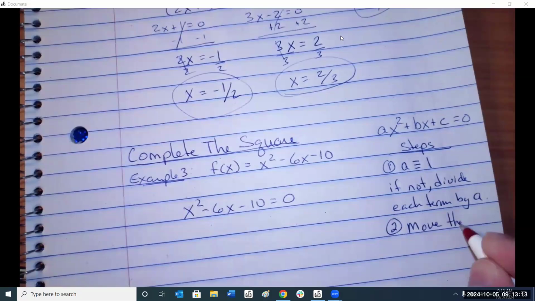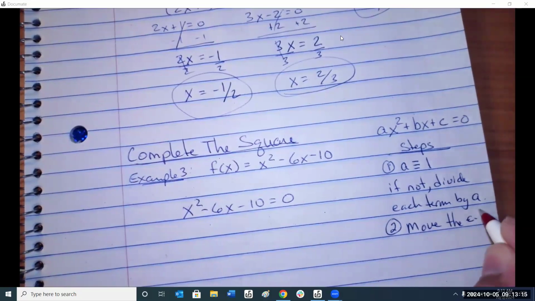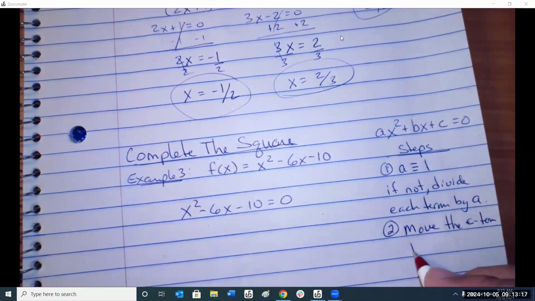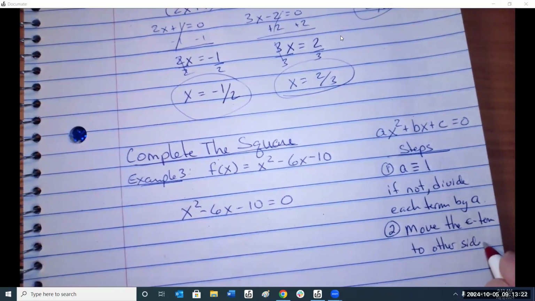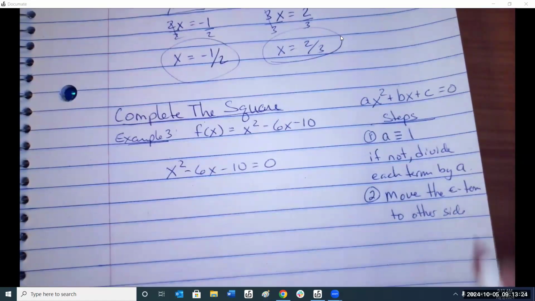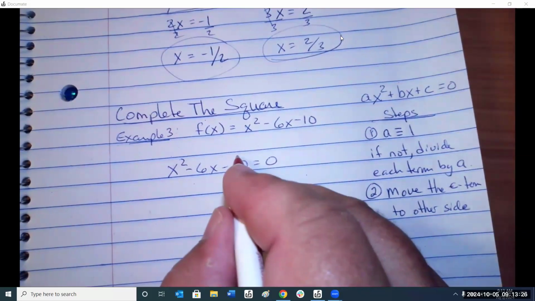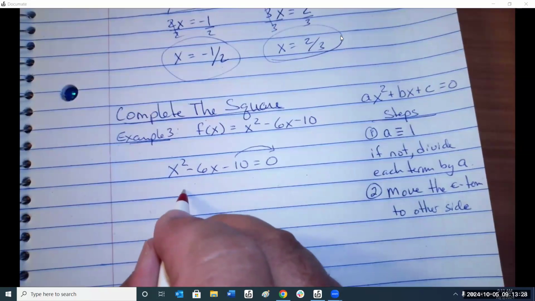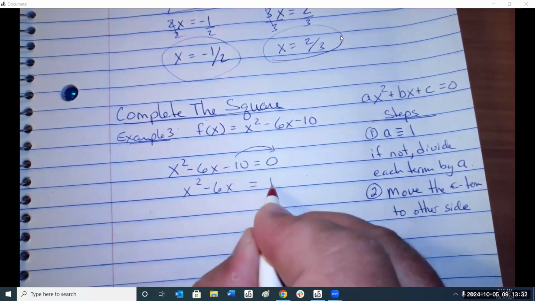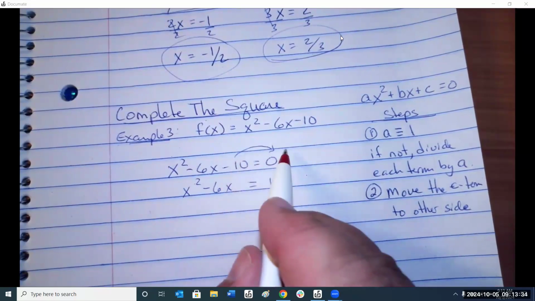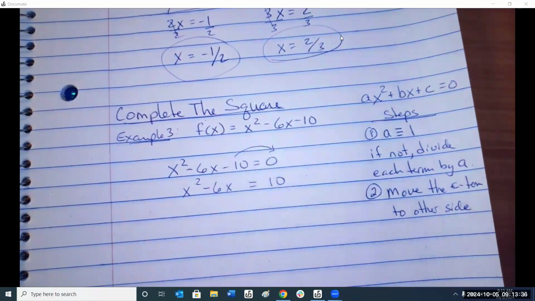Move the c term to the other side. So move the constant term over there. So it's x squared minus 6x equals 10. Whenever you move a number to the other side, always change the sign. So we add 10 to both sides.